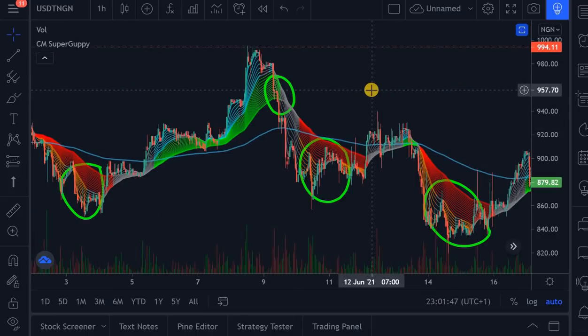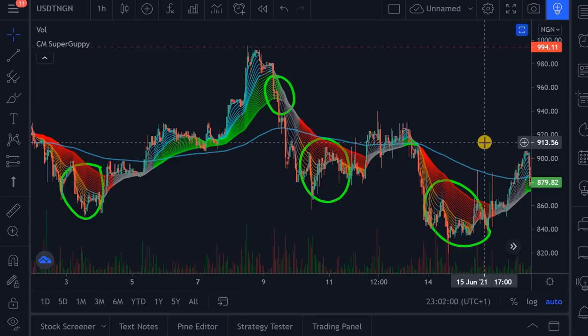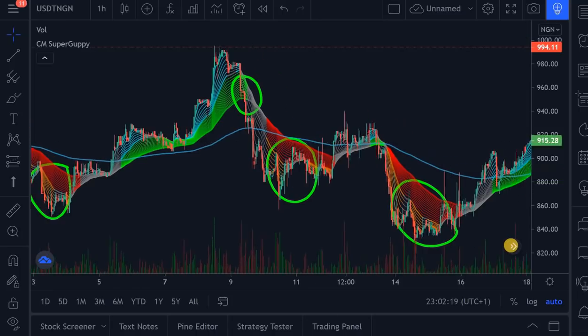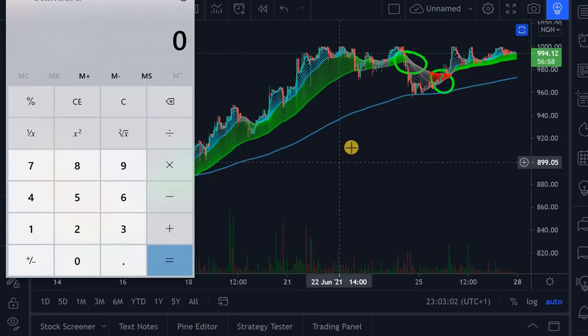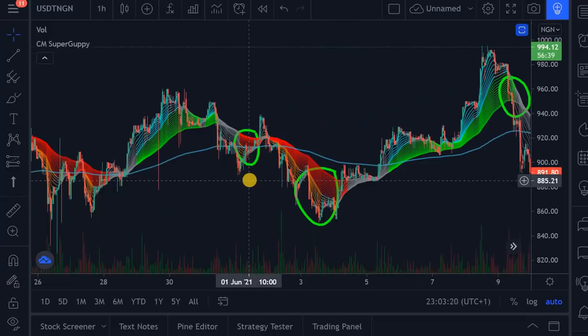I am going to backtest this indicator for you right now, and you are going to see the estimated profit you would have made if you had started using this indicator from the beginning of June 2021 to about where we are right now on the 25th of June 2021. Now let's bring out our calculator. We would have to take the price chart to the beginning of June 2021. Now this is exactly the beginning of June 2021.